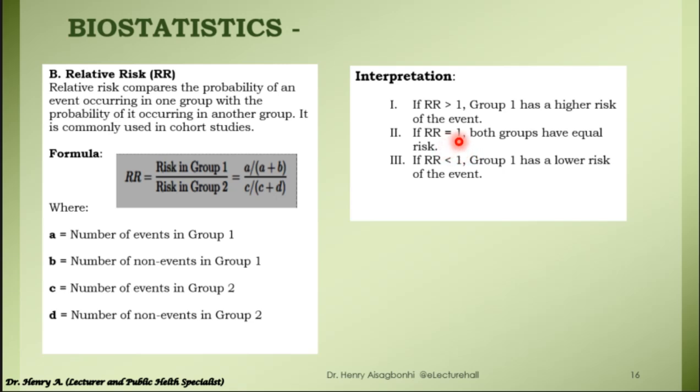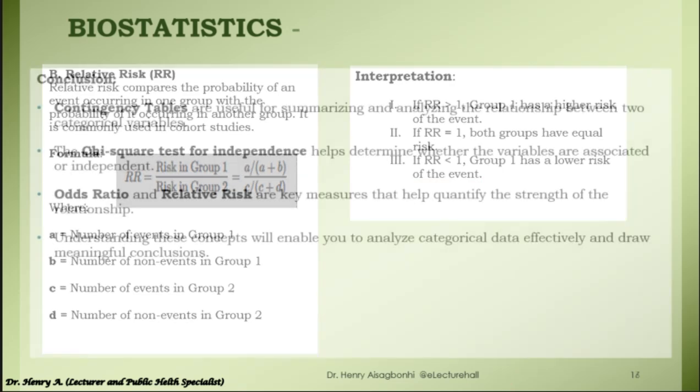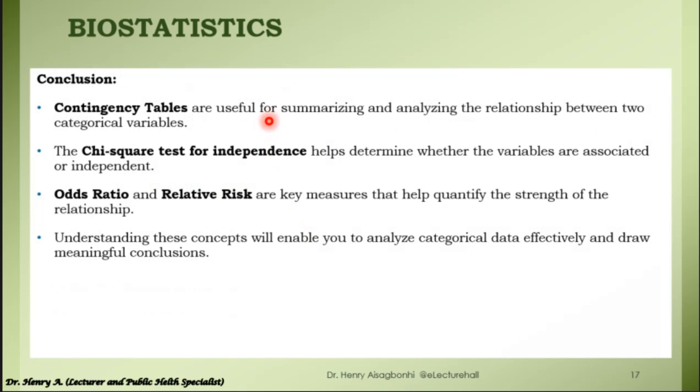Now, if relative risk is equal to 1, both groups have equal risk. Now, if it is less than 1, group 1 has a lower risk of the event. That the chances that it will occur will be very, very low. So that is that.